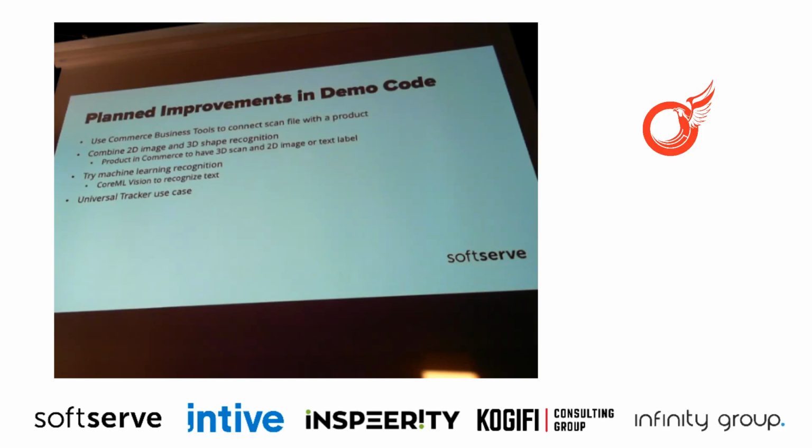Okay, and this is my plan for improvements in this application. The first thing, as I said, is to use Commerce Business Tools to connect the scans with the product on the Commerce Business Tools level, not by this fake workaround with the product ID. I have in the Sitecore Media Library a folder with the product ID, and I have products in commerce with the same ID, and it connects like that.